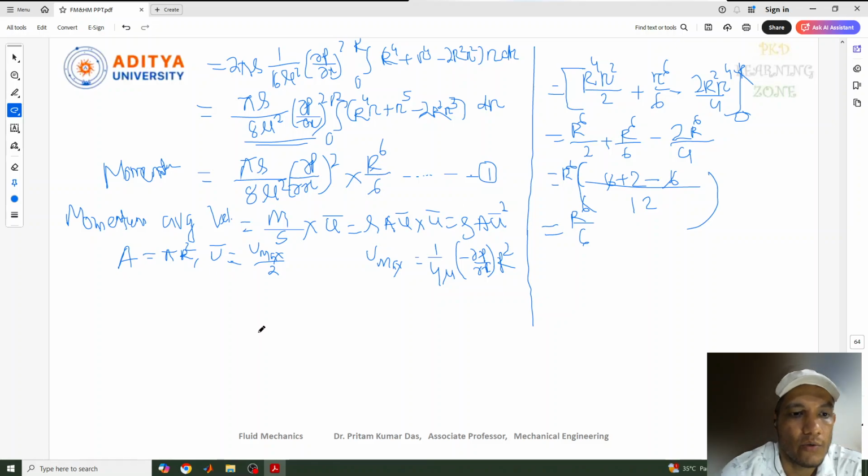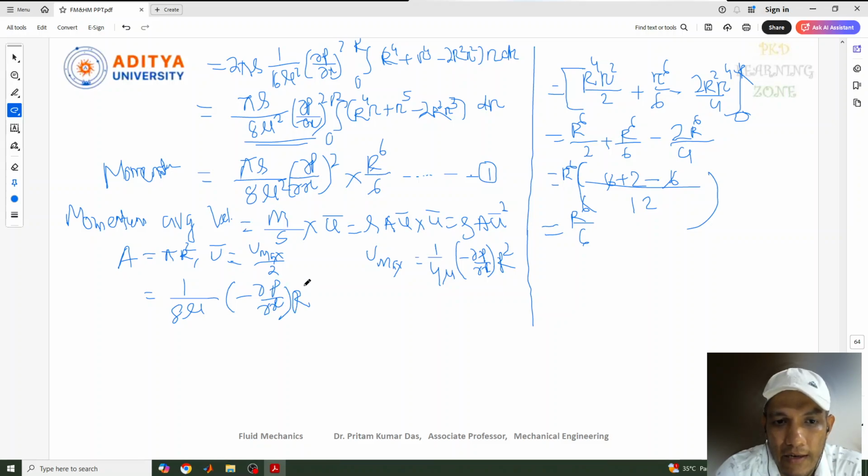Okay, so now we can write u max by 2. We can write this directly: 1 by 8 mu, minus del p by del x, into r square. So this is the value.